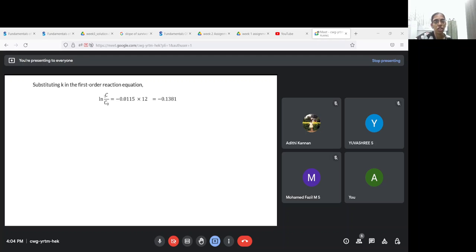So ln C by C naught is equal to minus K into T. K you just found out to be 0.0115, and the time taken for the process is given as 12 minutes. So total it is coming out to be minus 0.1381. That is the ln C by C naught. From this again you can calculate C by C naught as 0.871.